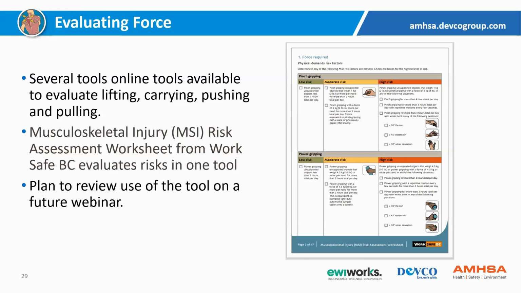Portions of this are certainly in a couple of documents from Alberta OH&S, but the full tool is available from WorkSafe BC, and it is based on the Washington State checklists that have been around for quite some time and are certainly still valid. We'll go through those in detail in another webinar, but here are some examples of low, moderate, and high risk associated with pinch grip and with power grip.